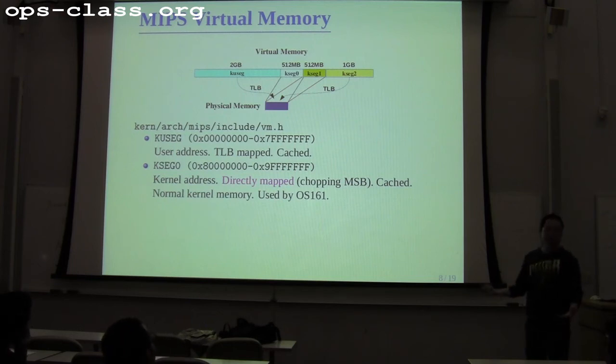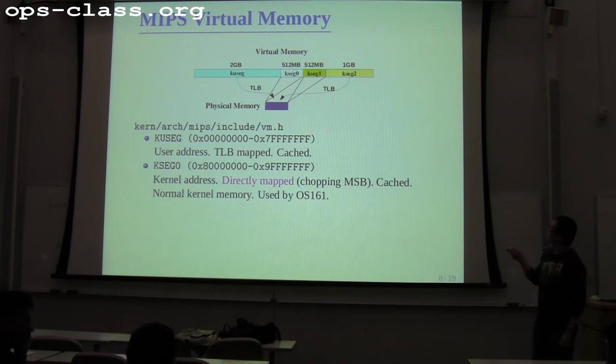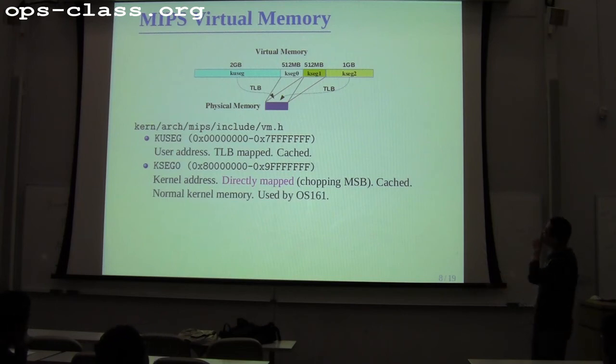KSEG0 can only map 512 megabytes maximum. If you have more than that and you want to use it, you need to use KSEG1. Oh, sorry, KSEG1 is still 512 megabytes. You need to use KSEG2 to map that. Yeah, that will use TLB.